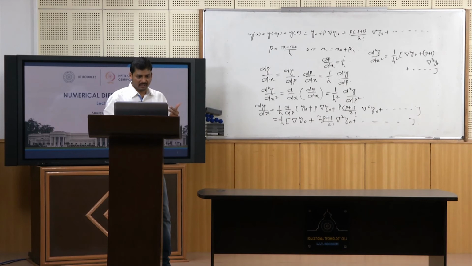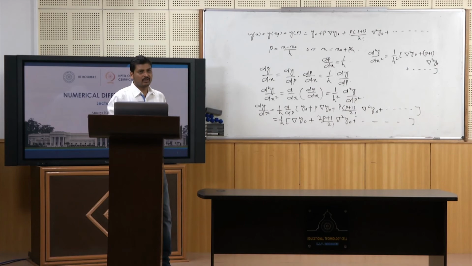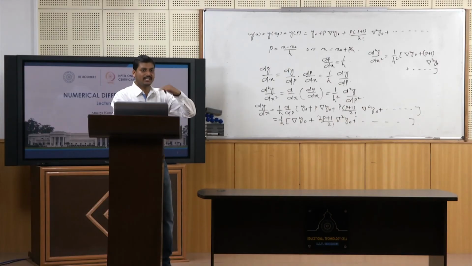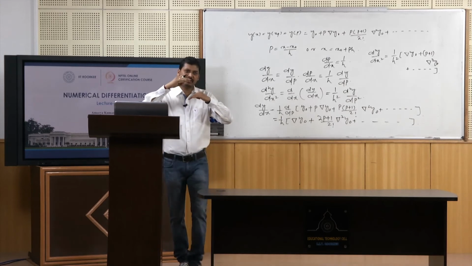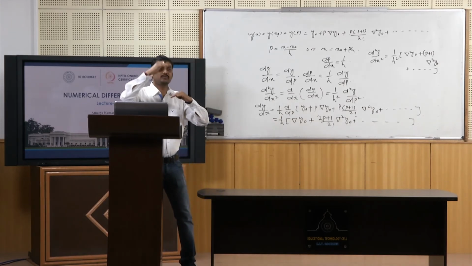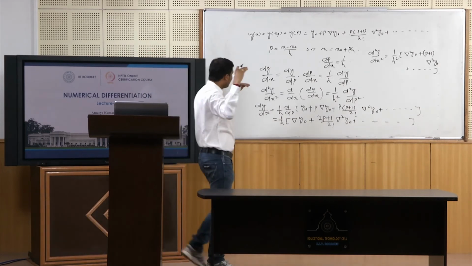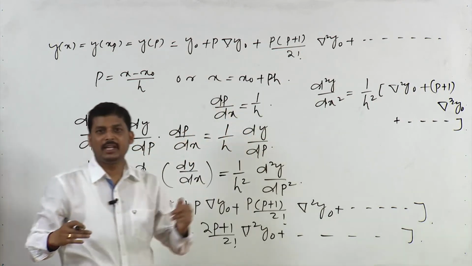Suppose we use the tabular point at x equals x0, where p equals 0. This means that we are shifting this point to the lower end of the table, and at that point we are using these p values. So if you put x0 at the lower end of the table, then the upper points will be represented as x of minus 1, x of minus 2, up to x of minus n. And if x equals x0 exactly, then we can put p equals 0.